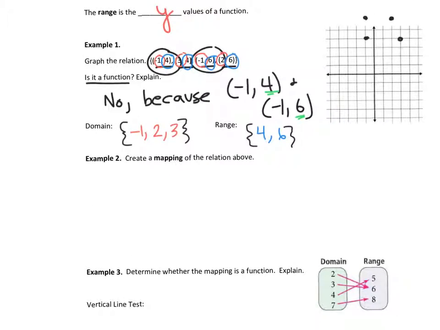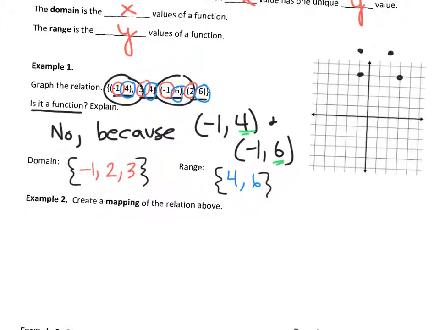So you can represent relationships a different way. We did a graph over here. We did a set of ordered pairs. And now I'm going to take the same relationship and make a mapping. So in a mapping, you want to have your x and your y. And I'm going to list out my domain, -1, 2, and 3, and my range, 4 and 6. And a mapping shows the connection.